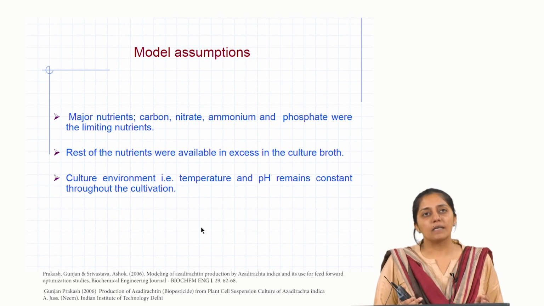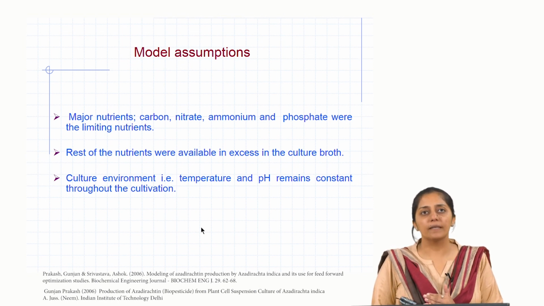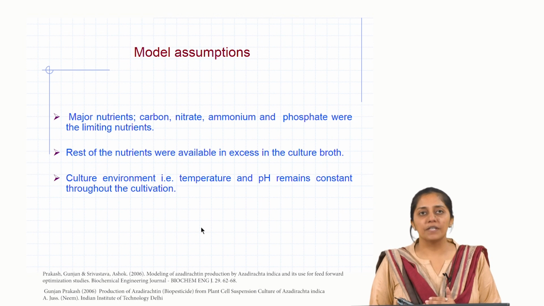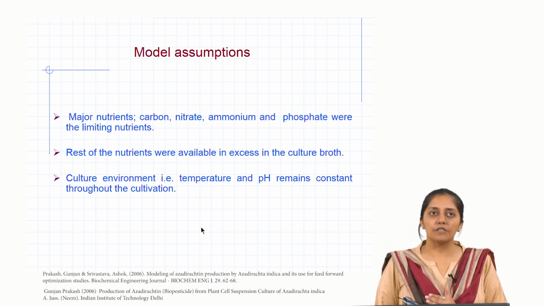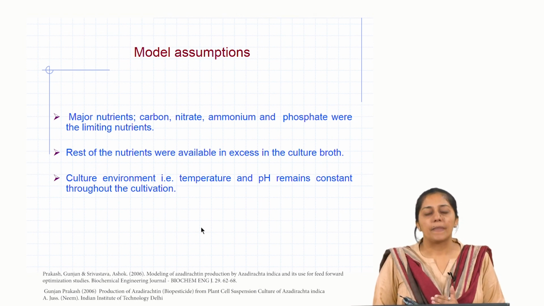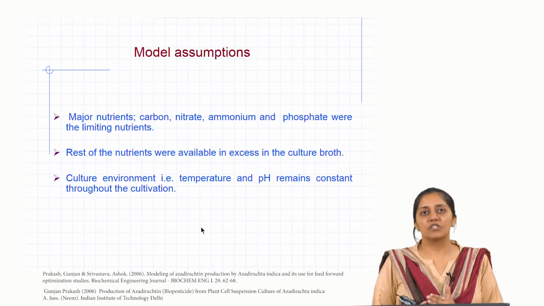The model assumptions were that the major nutrients were carbon, nitrate, ammonium and phosphate. Rest of the nutrients were available in excess in the culture broth, and the culture environment, like the parameters temperature and pH, remained constant throughout the cultivation.